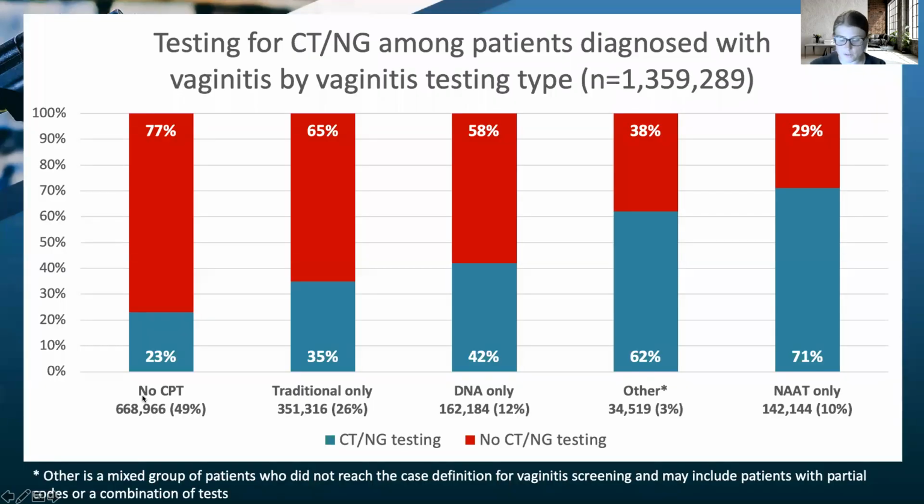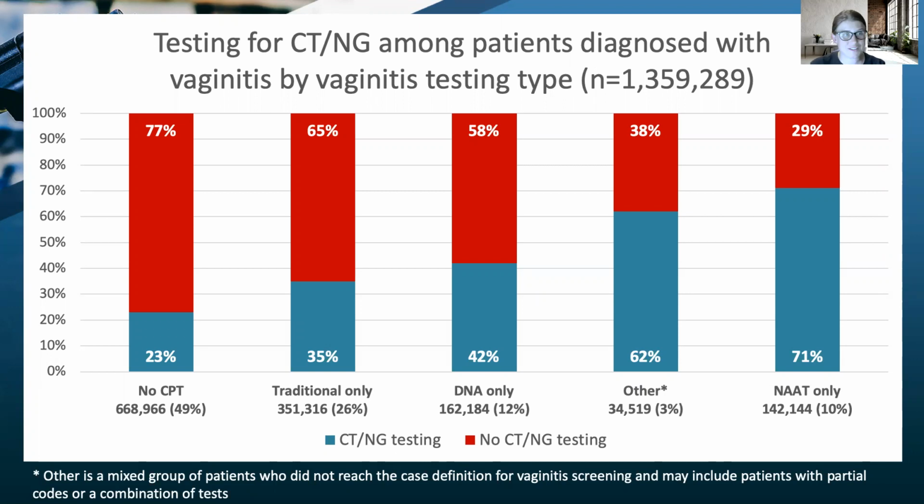It's important to note that any woman enrolled in MarketScan had to have been enrolled for at least a year prior to this vaginitis case. So we were calling that our incident or index vaginitis case. Of those patients who had an index vaginitis case, 1.35 million were enrolled and we were able to include them in the study. Of those, 49% did not undergo any diagnostic testing for vaginitis at all.